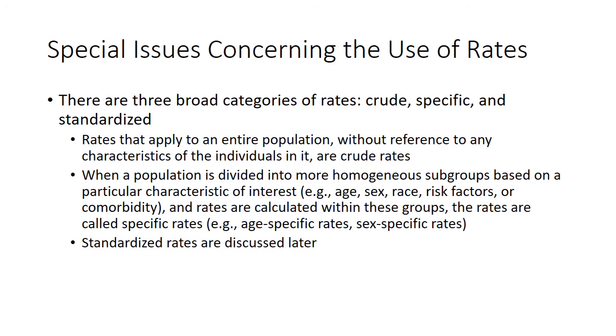However, when you take a population and divide it into more, say, homogeneous subgroups, so for instance, you base it on age, say people 60 to 70, 50 to 60, 40 to 50, etc. Sex, race, risk factors, anything like that. The rates get calculated within these groups, and they can be called specific rates. So you can see age-specific rates or sex-specific rates. Okay, and then we'll talk about standardized rates a little bit later in this course.